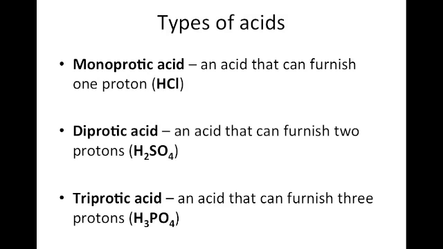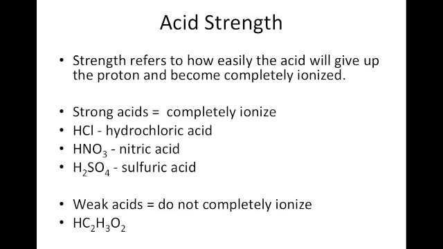There are different types of acids. There are monoprotic acids, an acid that can furnish only one proton, diprotic acids, which can furnish two protons, and triprotic acids, which can furnish three protons. The acid strength depends on how easily the acid will give up the proton and become completely ionized. Strong acids completely ionize, and examples include hydrochloric acid, nitric acid, and sulfuric acid, increasing in strength. Sulfuric acid is the strongest acid.